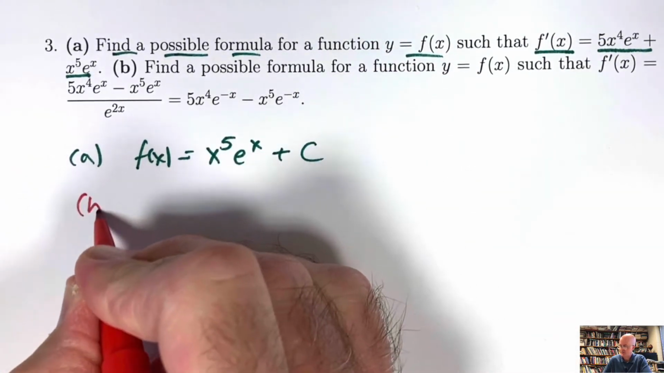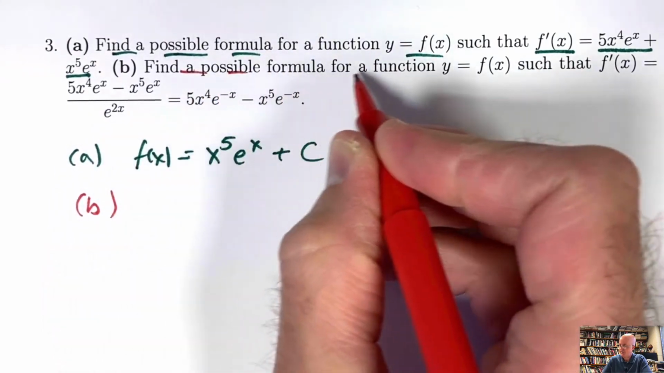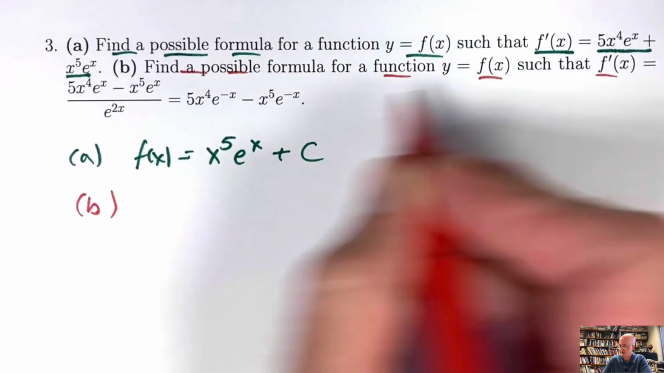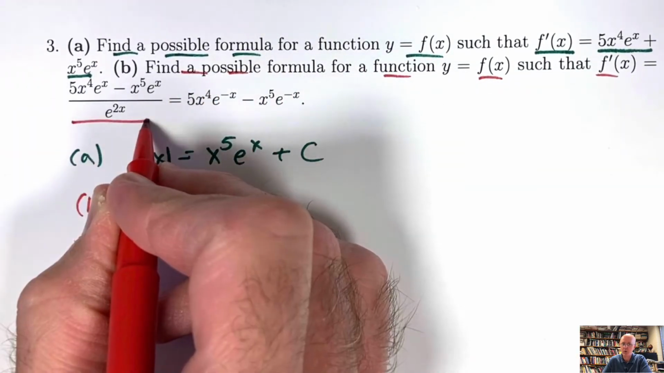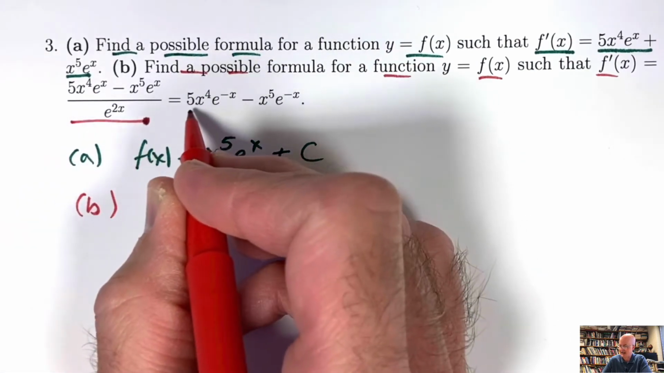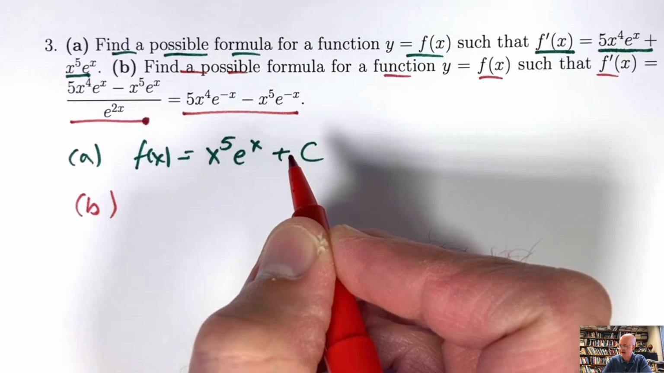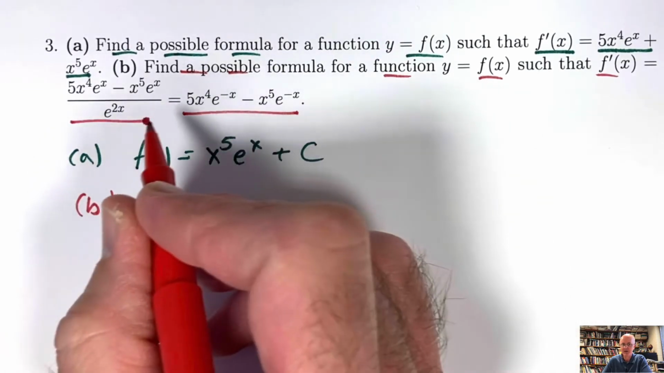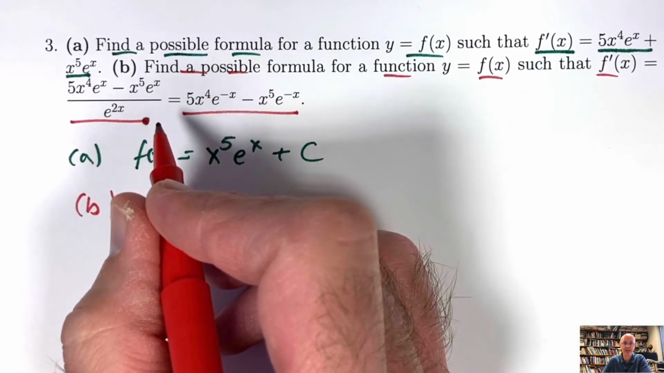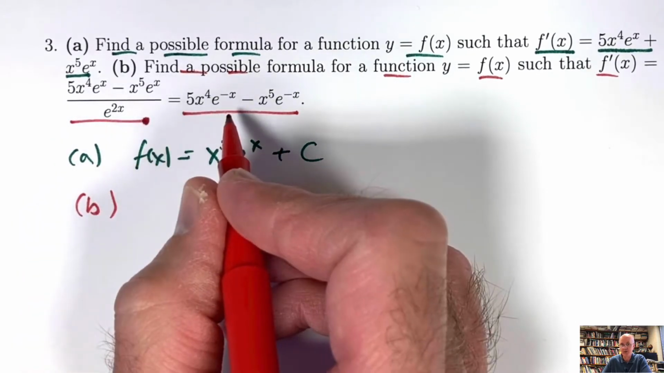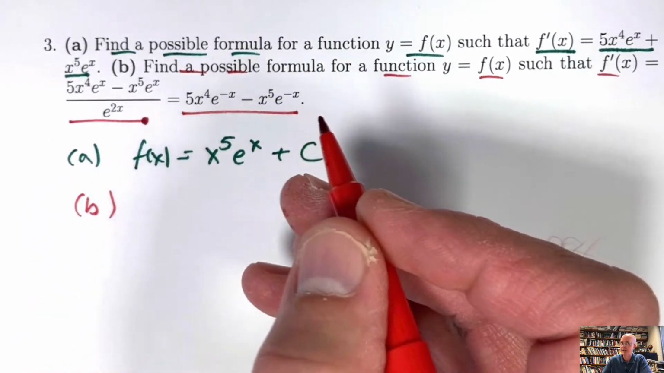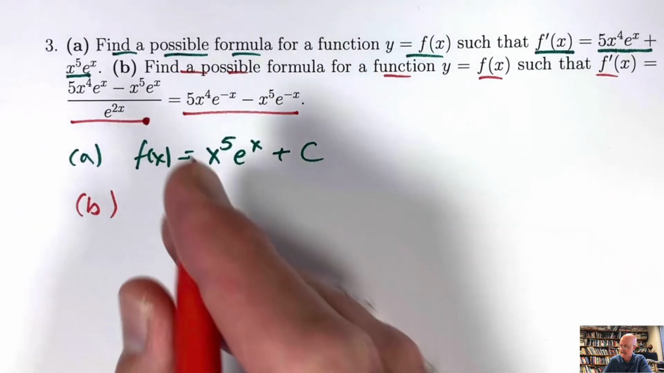B is similar. Find a possible formula for a function f whose derivative is this. I wrote it like a quotient first. It does happen to equal this. I'll let you think about that. It can be simplified. So we could try to answer the question, evidently, perhaps either by undoing the quotient rule or undoing the product rule. We should get the same answer up to a plus c.